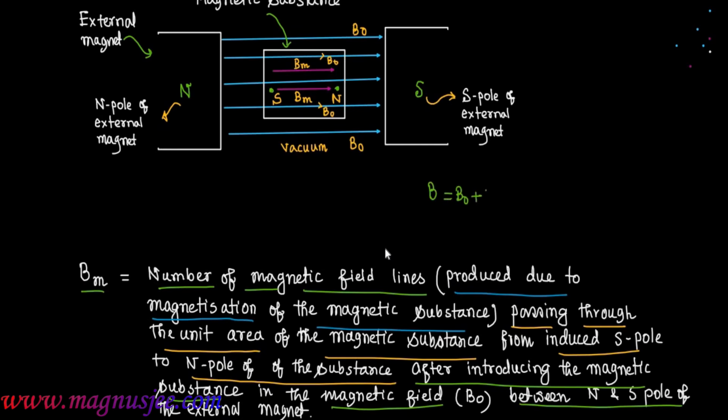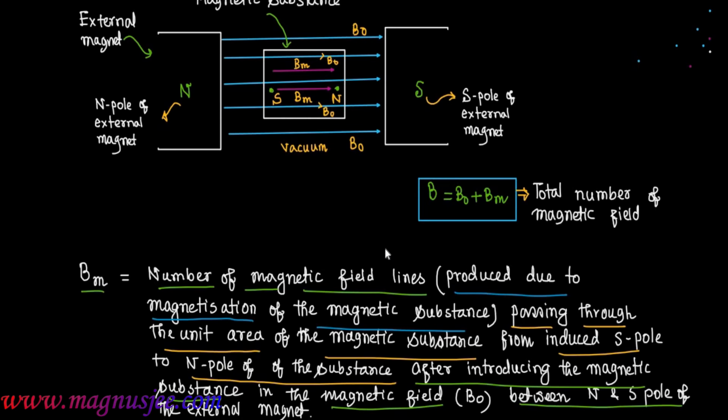Therefore, total magnetic field induction acting inside the magnetic substance is given by B equals B0 plus Bm. B0 is the magnetic field induction in vacuum, and Bm is the magnetic field induction due to magnetization. B equals B0 plus Bm is the total magnetic field induction acting in the magnetic substance, that is the total number of magnetic field lines passing through unit area of the magnetic substance. Total magnetic field induction inside the magnetic substance.